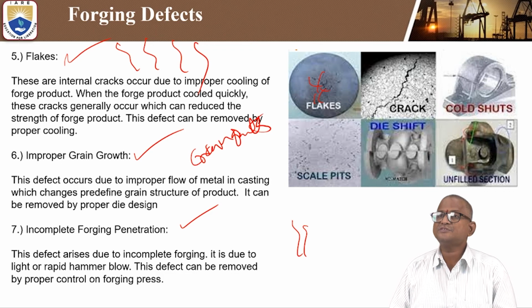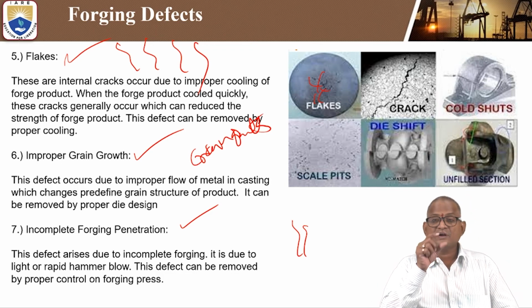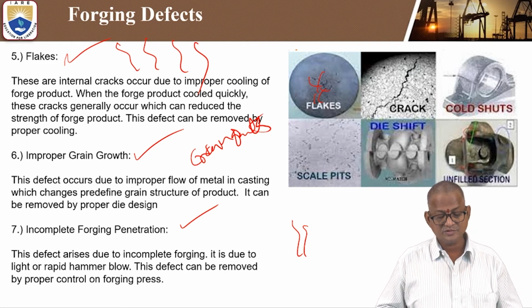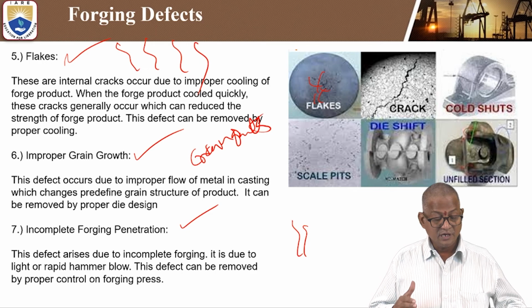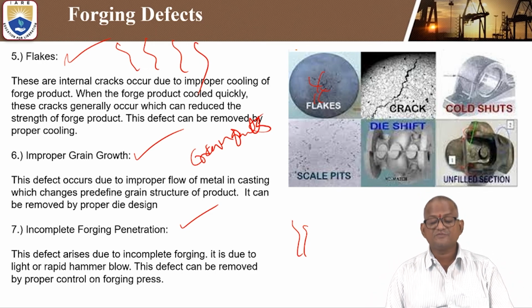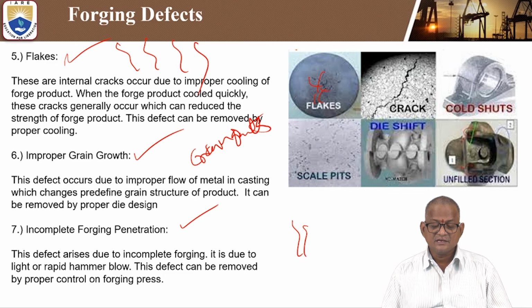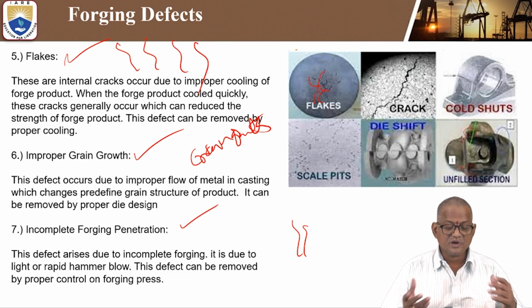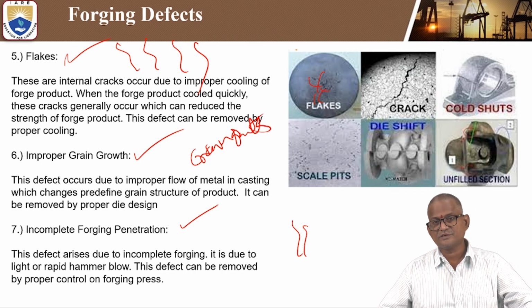So you need to understand clearly why this defect happens, what its importance is, and how we can use this knowledge today. These defects arise due to incomplete forging, which is due to light or rapid hammer blows. It can be removed by proper control of the forging press.